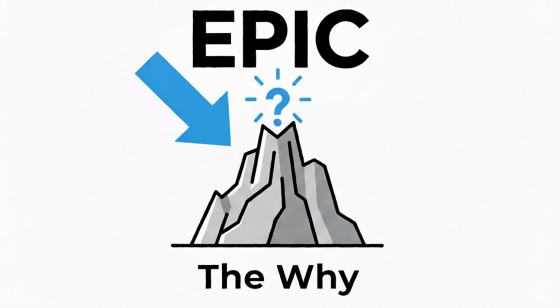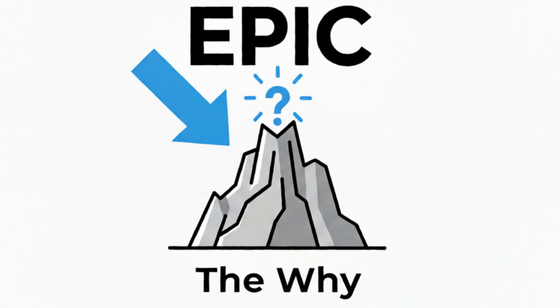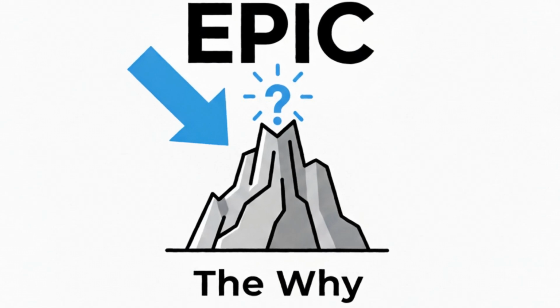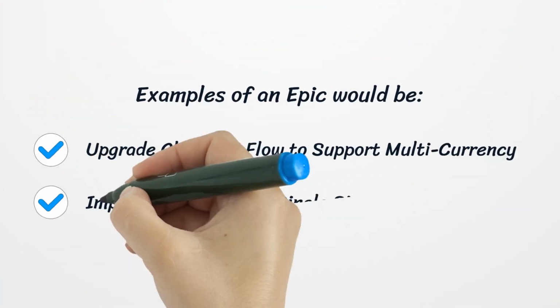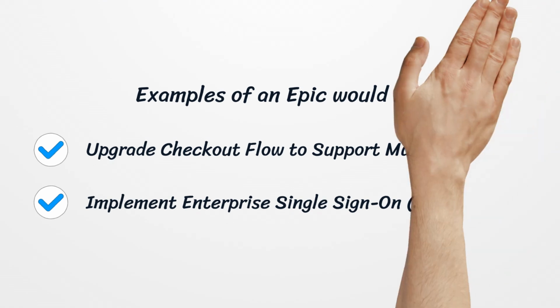We start right at the top with the epic. This is the highest level of planning. Think of the epic as the massive problem you're trying to solve or the major objective you want to achieve. It's simply too big and too complex to fit into a single development sprint. The epic provides that crucial high-level why behind everything your team does. Examples of an epic would be upgrade checkout flow to support multi-currency or implement enterprise single sign-on (SSO).